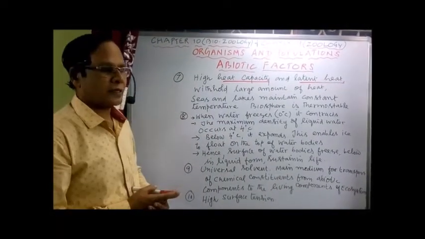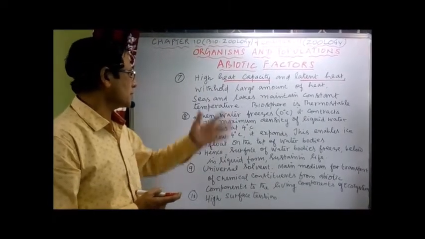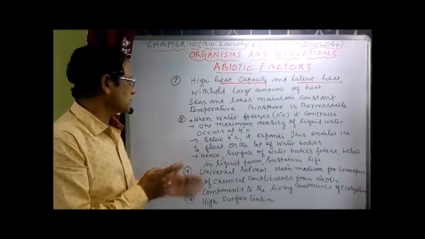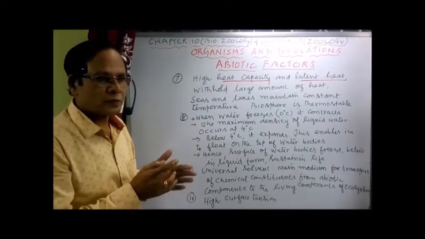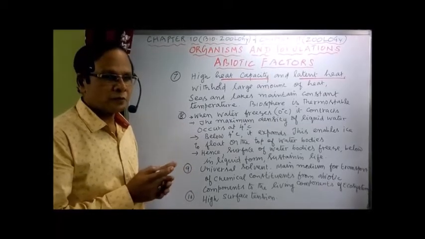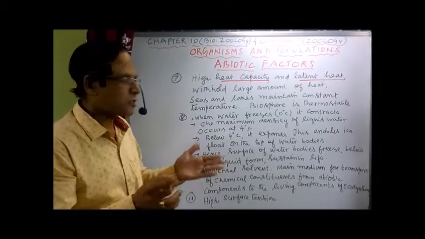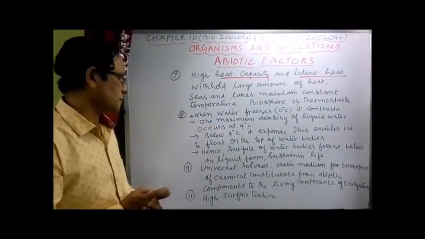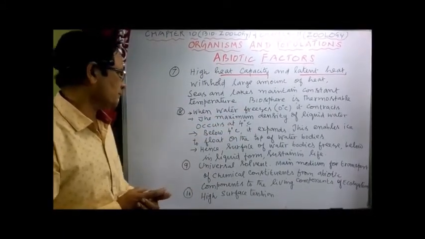Now the next one. When water cools to 0 degrees Celsius, it contracts. The maximum density of liquid water is at 4 degrees Celsius. Below 4 degrees Celsius, what will happen? It expands. That is why we have icebergs. The ice is floating on the surface of water. This is because of the expansion of water below 4 degrees Celsius, which enables ice to float on top of the water bodies.